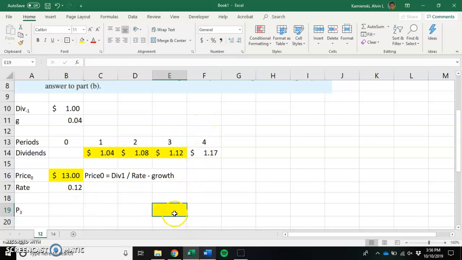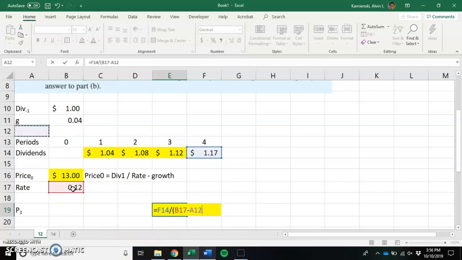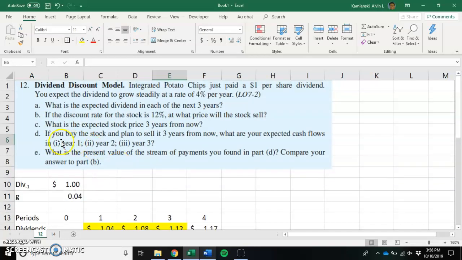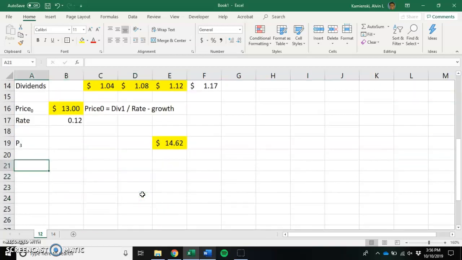So that forward price would be dividend 1, assuming that the growth rate is still 4%, and with a rate of 12%, the forward price would be dividend 1 divided by rate minus growth. So you get a $14.62 future price. Part D: if you buy the stock and plan to sell it 3 years from now, what are your expected cash flows in year 1, year 2, and year 3?